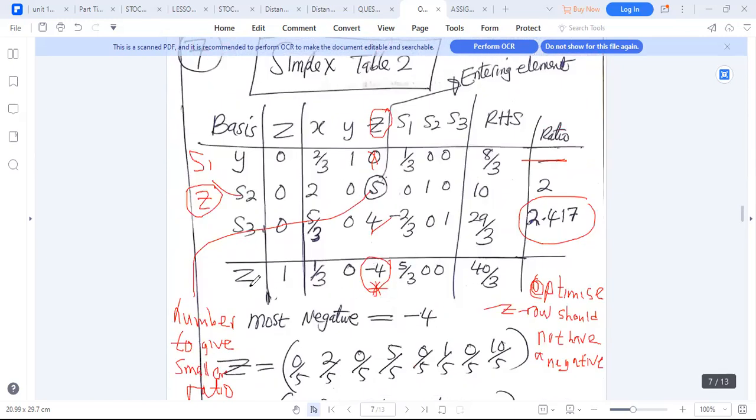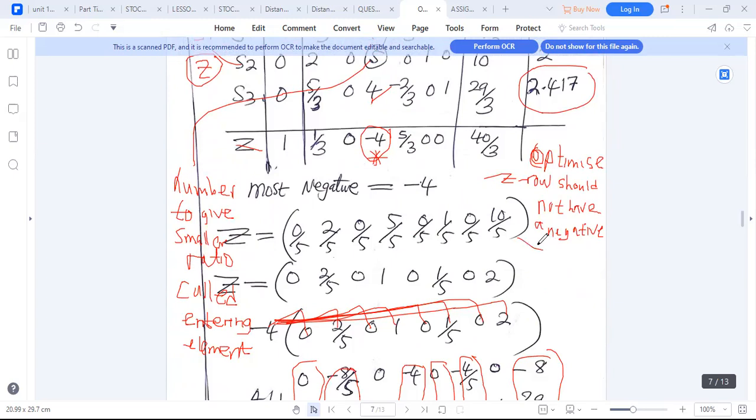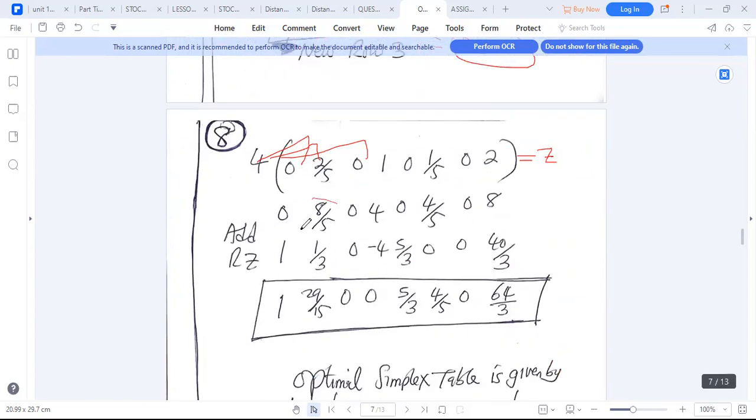We have to reduce the value in Z now using the same. This one is our pivot row. So this pivot row, we are now multiplying by +4 to each of these, to the Z, to get these values. After adding, we are getting the values, so this is new Z, new row Z.